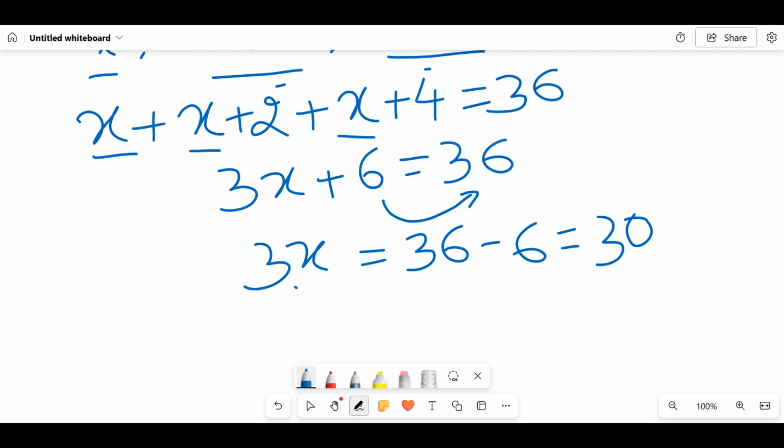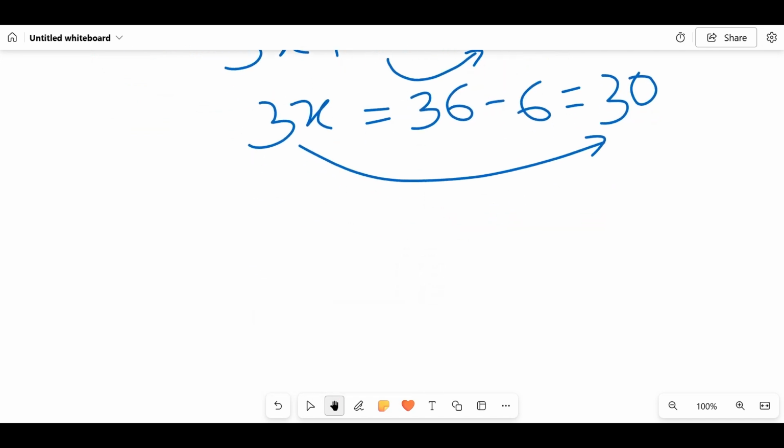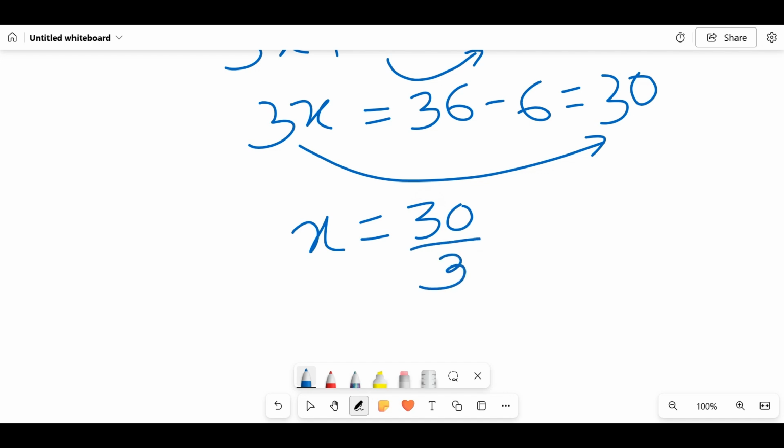Now I will send this 3 also to the right hand side, so that on the left hand side I am left with x only, right? So x is equal to 30 divided by 3. So 3 ones are 3 and 3 tens are 30. So the x value is 10. So we know the value of x.